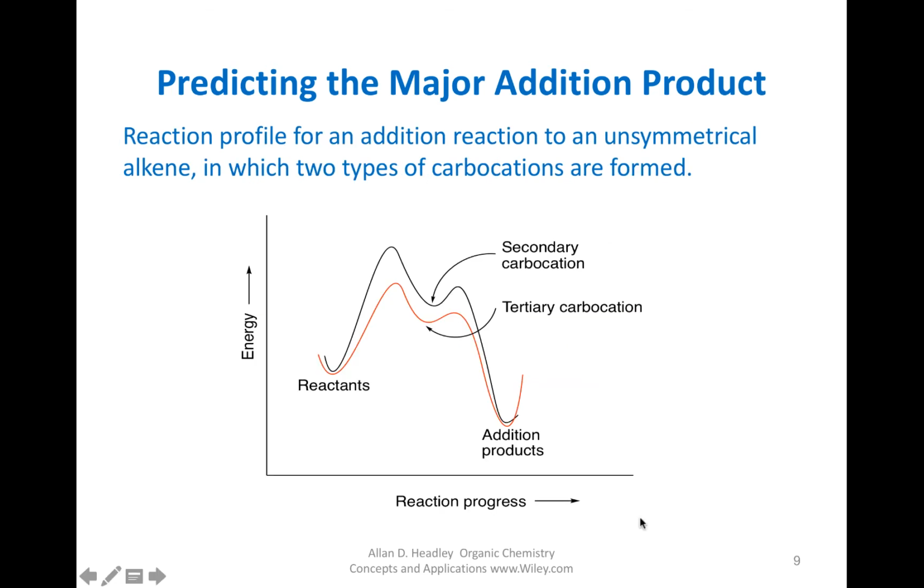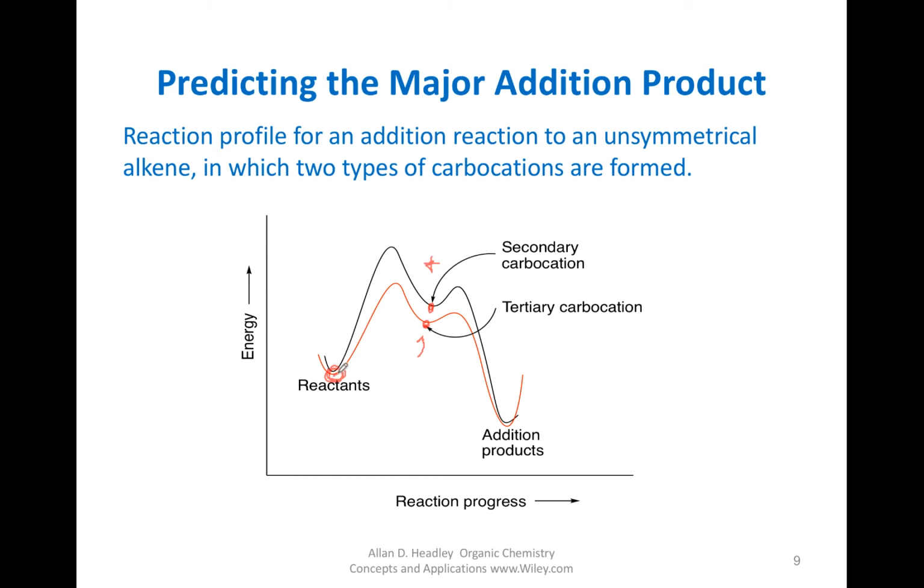Okay, let us see what's here. This gives you a graphical description of these reactions. If you have your alkene here reacting with HCl, for example, it goes on to form two carbocation intermediates, the secondary and the tertiary.